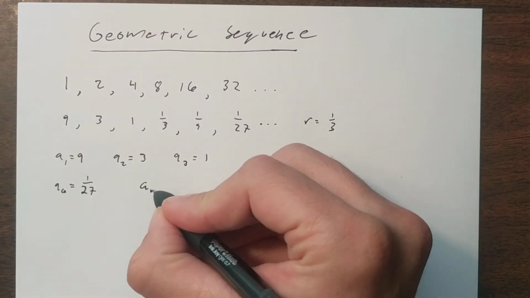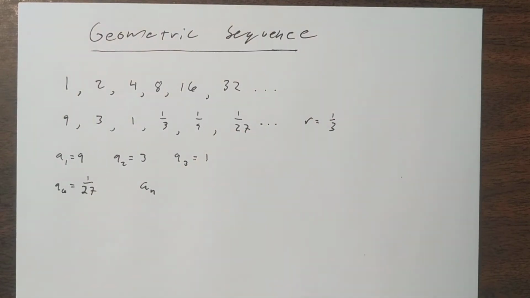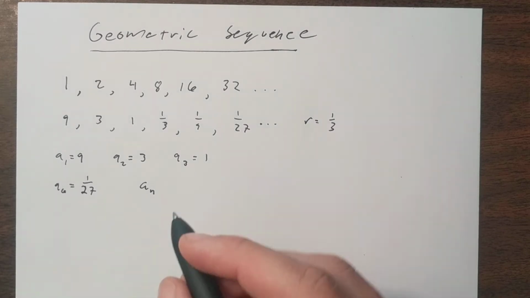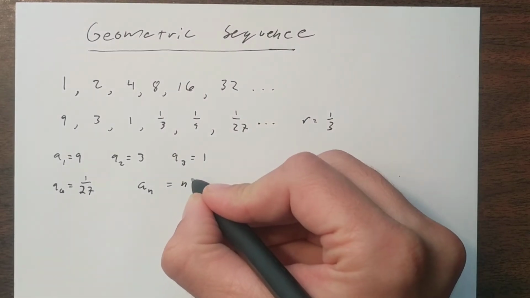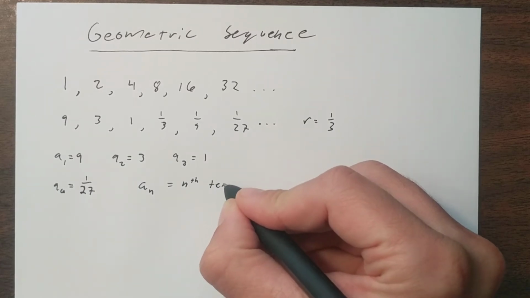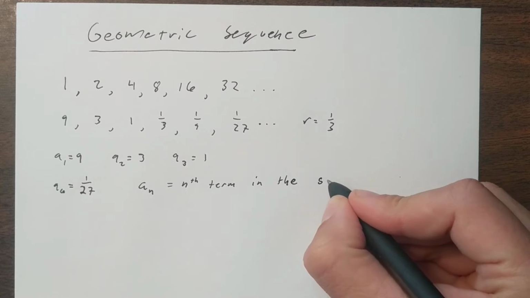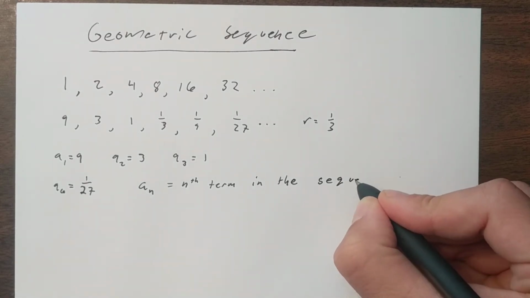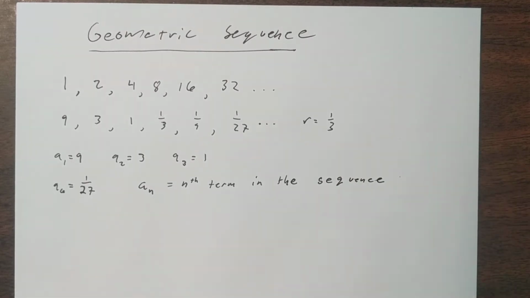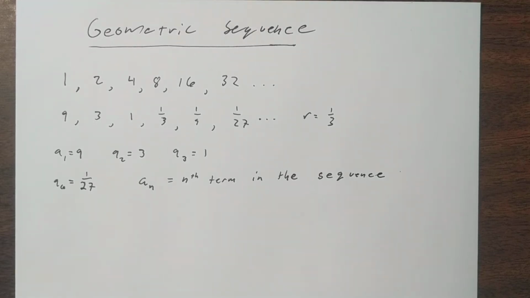Then we use a sub n to stand for just the nth term. What if I'm talking about a generic term in the sequence? I don't know where the placement is, so I can write the nth term because I don't know exactly where it is. Great. So this would be the nth term in the sequence. All right, let's continue on.